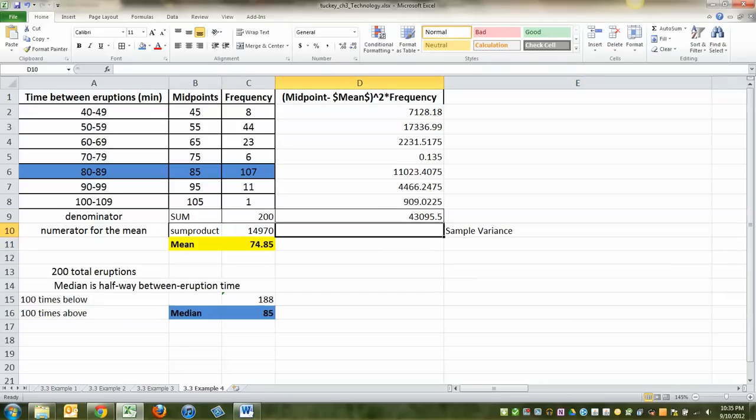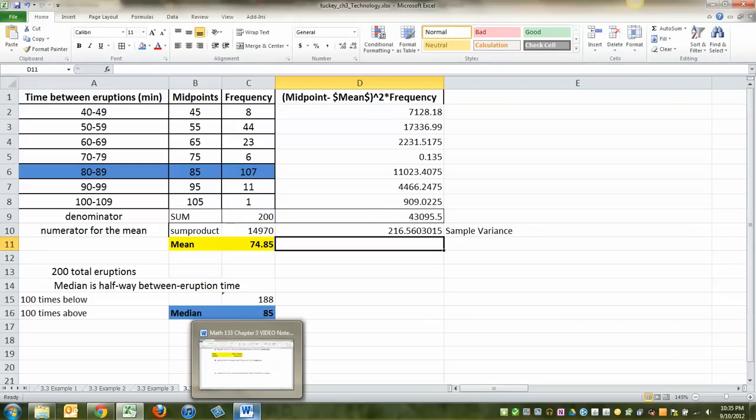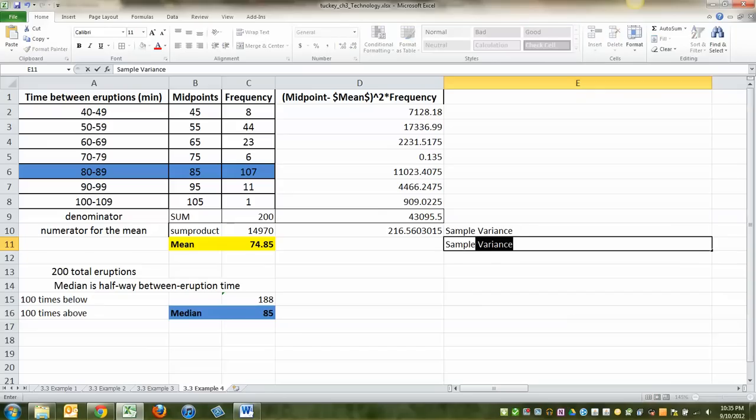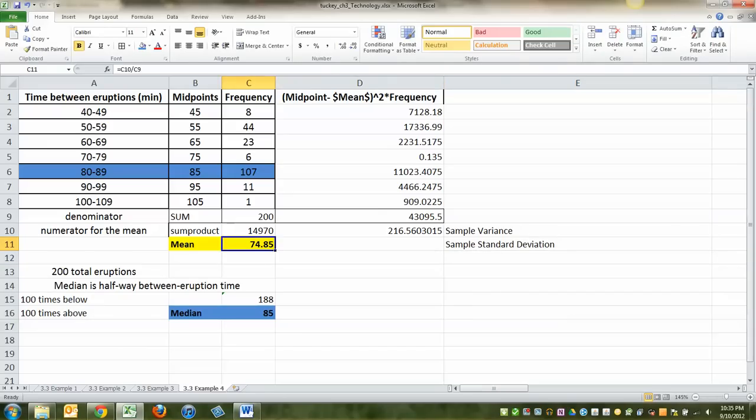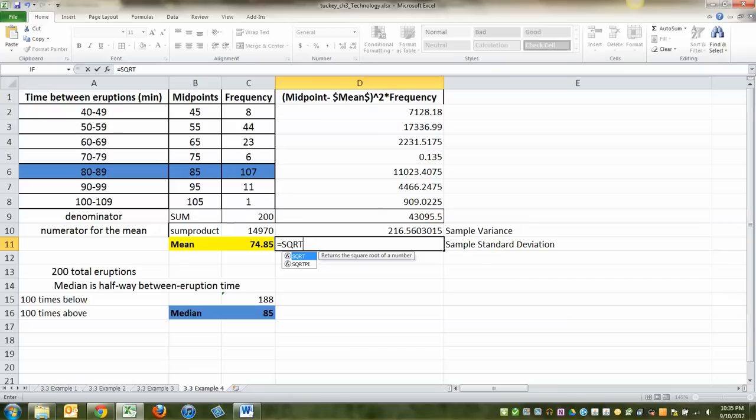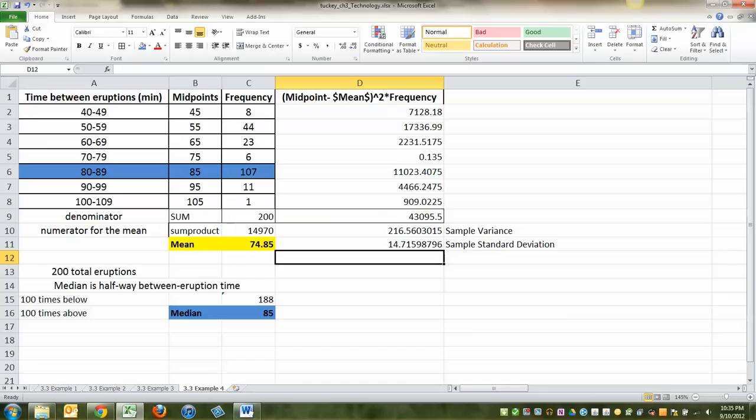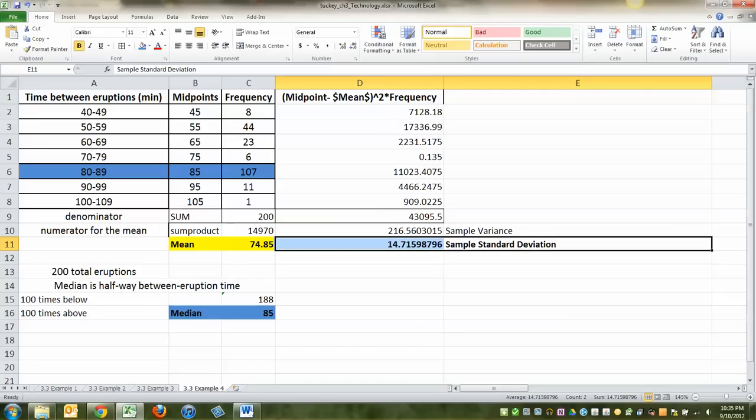Okay, now to find sample variance, what you do is you take that sum and you divide it by the total, 200, take away 1. Remember, n minus 1 for that denominator. We learned about it way back in section 3.2. And that means the sample standard deviation is equal to the square root, SQRT, of the variance. Enter. And there you go. You've got your standard deviation.